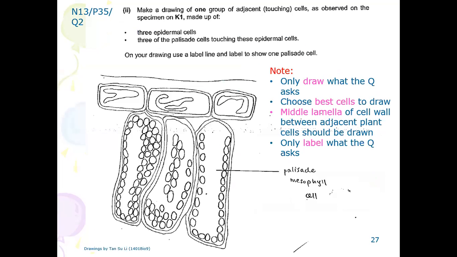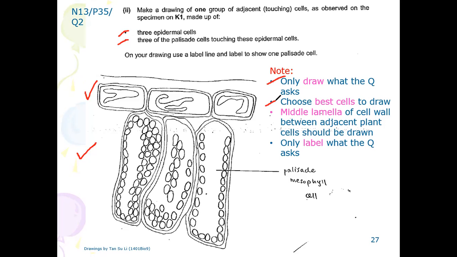Okay. Now this is an example past question and the student's answer. The student is asked to draw 3 epidermal cells and 3 of the palisade cells touching these epidermal cells. So this leaf, right? So 3 epidermal cells and 3 palisade cells that are touching these 3 epidermal cells. So you need to only draw what the question asks you to draw. Okay? And you must choose the best cells to draw. So the best cells that you can see in the slide are very clear. Everything is very clear. You can see clearly. Then you choose those cells and draw.